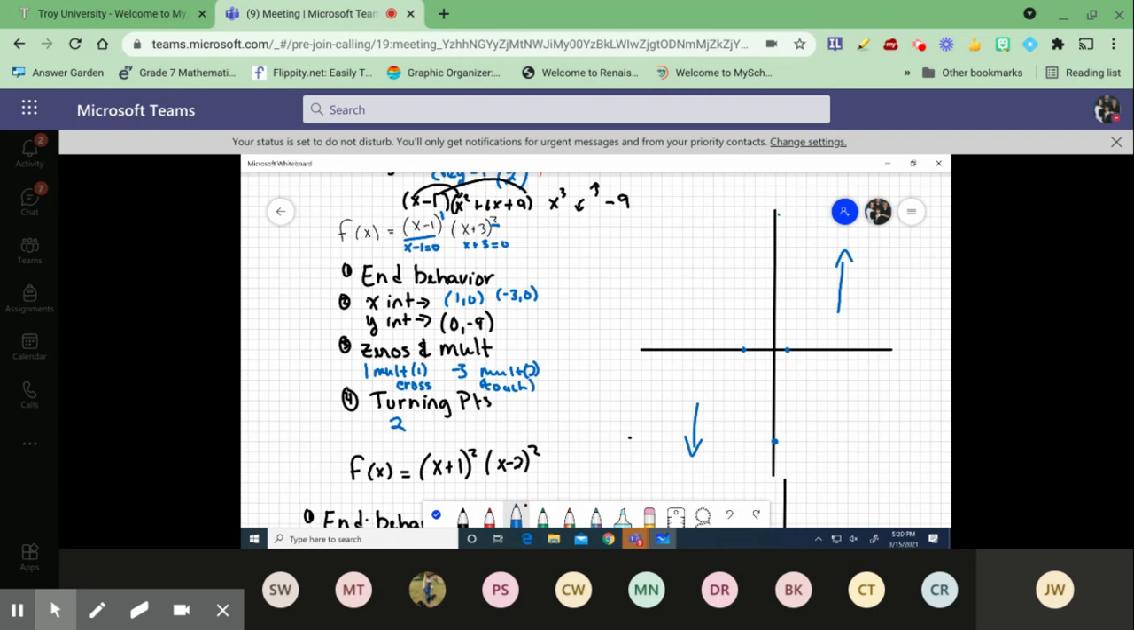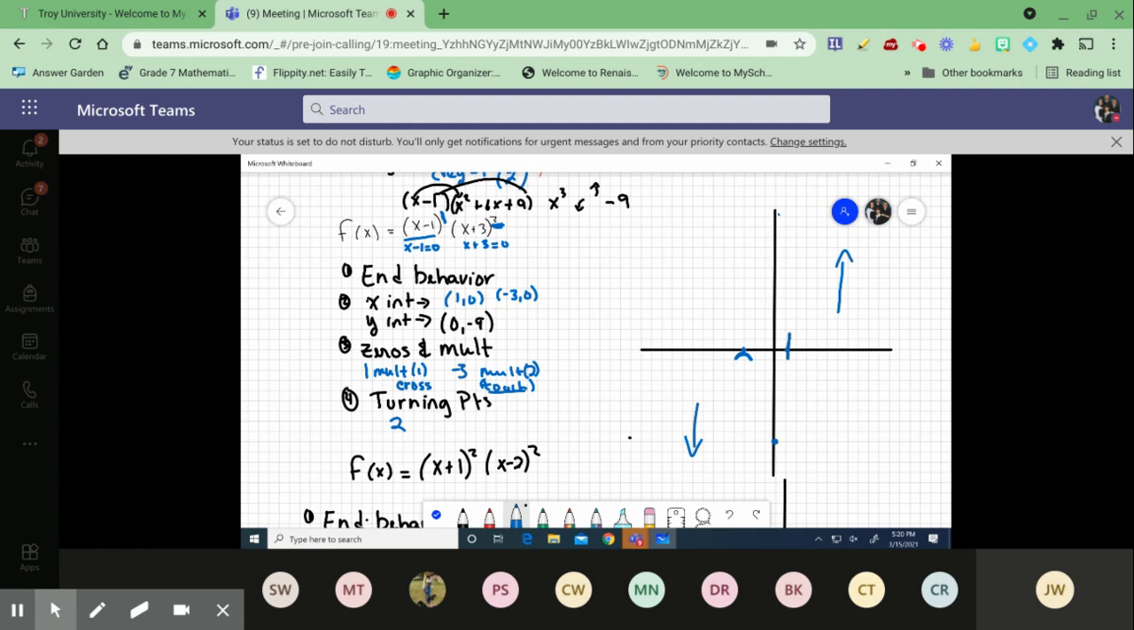I know that at this negative 3, I'm going to come up and touch that x-axis and go back down again. I know that at that 1, I'm going to be crossing, right? That's what these guys are telling me. This positive 1 with a multiplicity of 1 tells me I'm going to cross. This negative 3 with a multiplicity of 2 is telling me I'm going to touch. Now I just need to plug in some numbers.